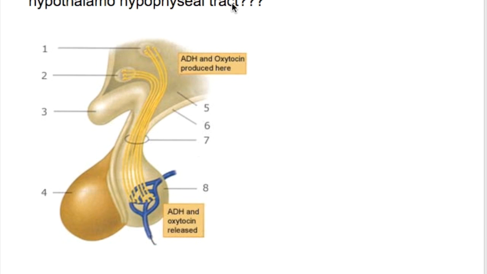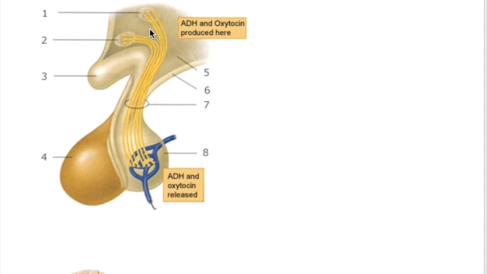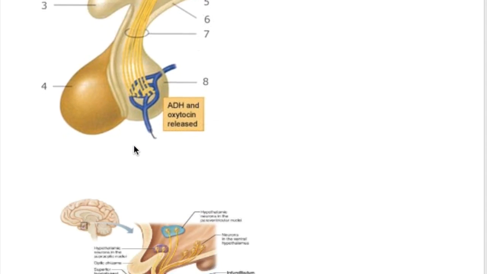And what does the hypothalamo-hypophyseal tract bring? It's a neural pathway, an extension from the supraoptic and paraventricular nuclei of the hypothalamus to the posterior pituitary gland, and brings oxytocin and vasopressin or ADH. These two hormones are produced in the hypothalamus, not in the pituitary. They are only released from the pituitary gland.